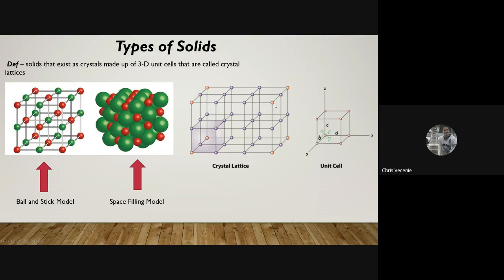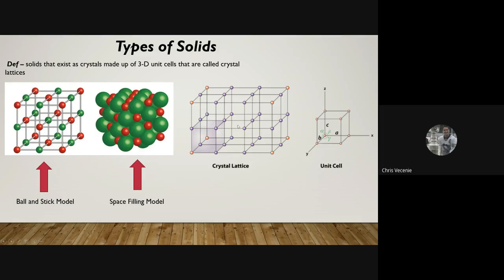But if we boil that structure down to the simplest repeatable pattern, in this example it's a cube, that's known as the unit cell. So the unit cell is the simplest piece, and the crystal lattice is what happens when you stack those all on top of each other.